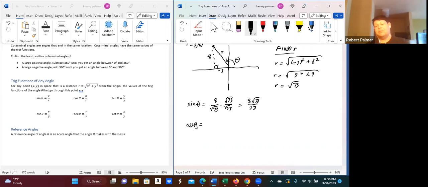Cosine, same thing. It's going to be -3 over the square root of 73. So do the same thing. Multiply the top and bottom by the square root of 73. This will be -3 times the square root of 73 over 73.